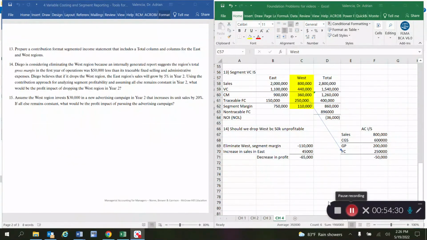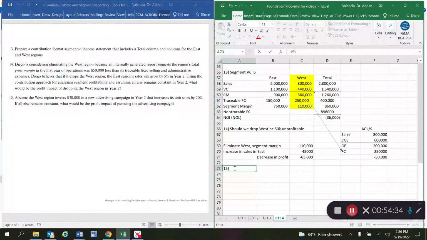And then finally, question 15 here. It says, assume that the West region invests $30,000 in a new advertising campaign that will increase unit sales by 20%. If all else remains constant, what will be the profit impact? Okay, so let's go ahead and analyze that. If we do additional advertisement, that's minus $30,000. In other words, we've got to put in that money.